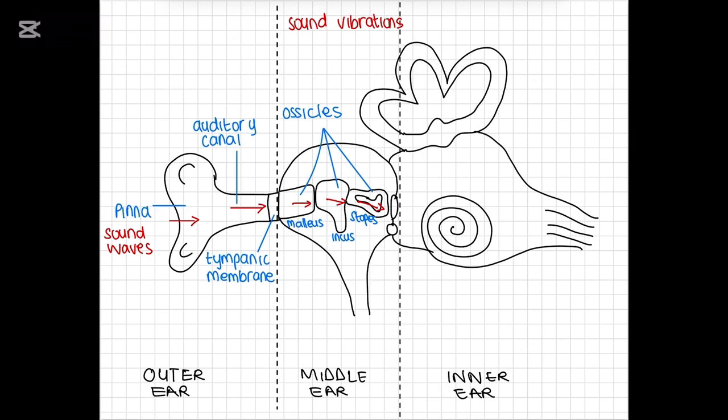Now when the middle ear is vibrating, there will be a difference in pressure on either side of the tympanic membrane. So the Eustachian tube is going to equalize the pressure. Just note that when you give the function of the Eustachian tube, you write in full, it equalizes pressure on either side of the tympanic membrane.